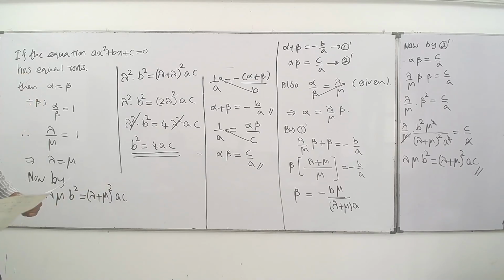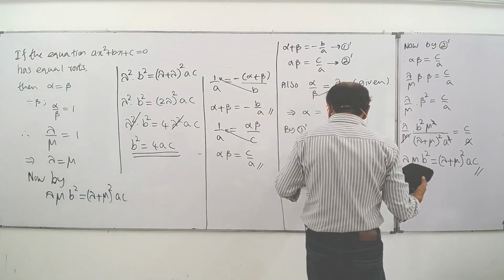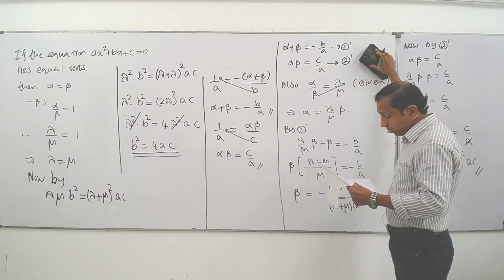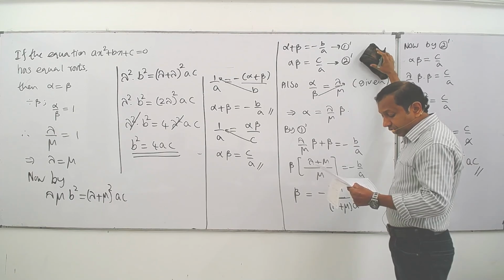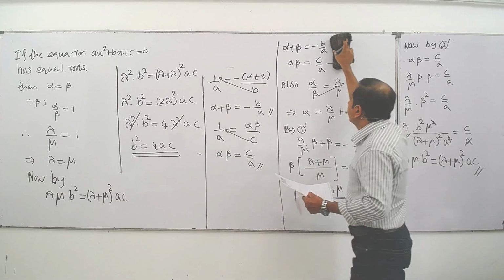Right. Next one asking: also, if the ratio of the roots of the equations ax squared plus bx plus c equals 0 and px squared plus qx plus r equals 0 are equal, show that pr b squared equals ac q squared.